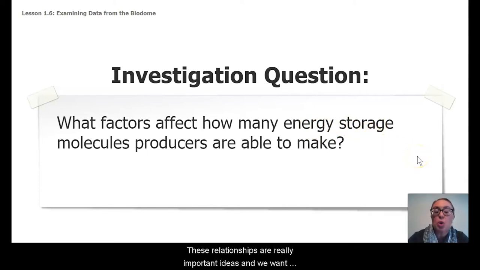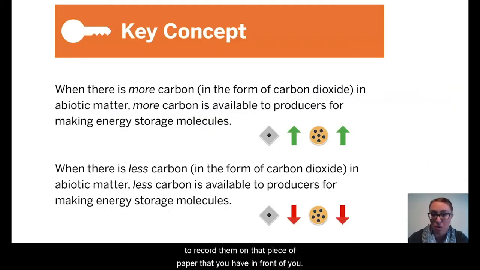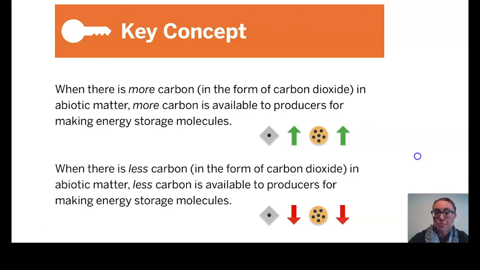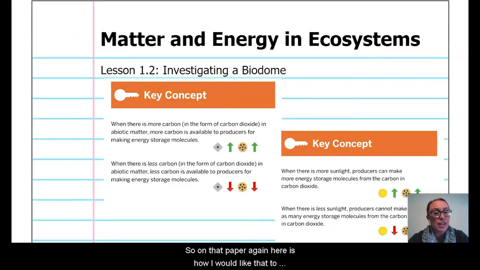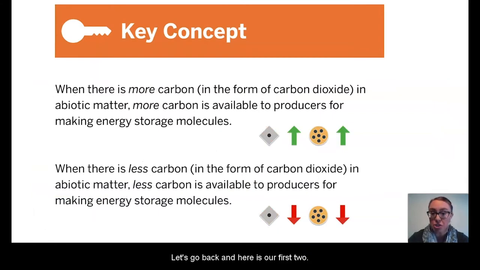These relationships are really important ideas, and we want to record them on that piece of paper that you have in front of you. And today we're going to be recording in total 4 different key concepts. I'm showing you 2 now, and in a moment I'll be showing you 2 more. So on that paper, again, here is how I would like that to look so that we can reference these 4 concepts today as we work on using these relationships to help us think about what it means for our Econauts biodome experiment. So let's go back, and here's our first 2. Pause the video as you need and record them on your sheet.